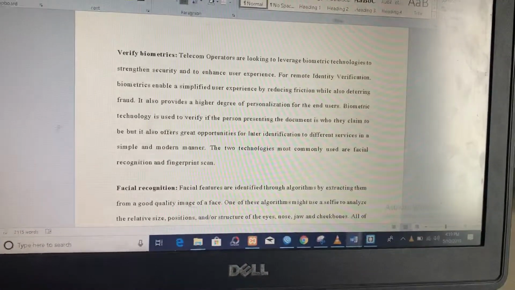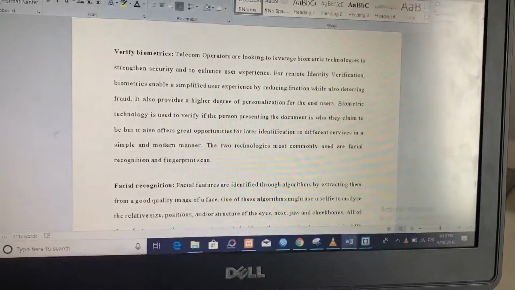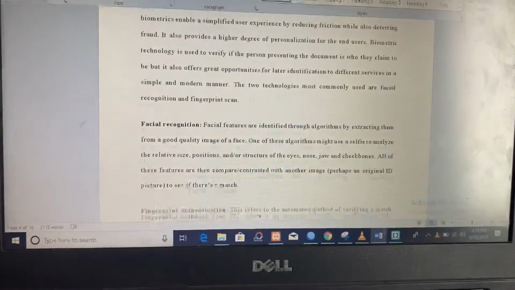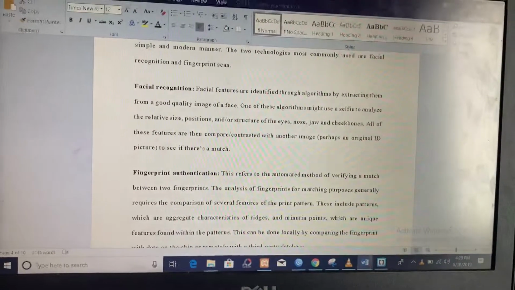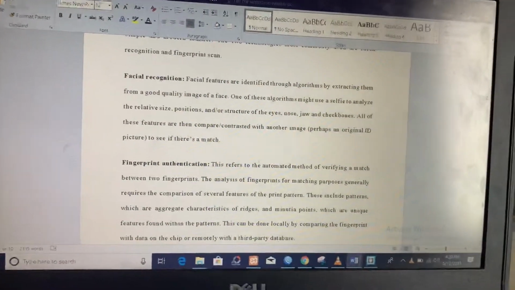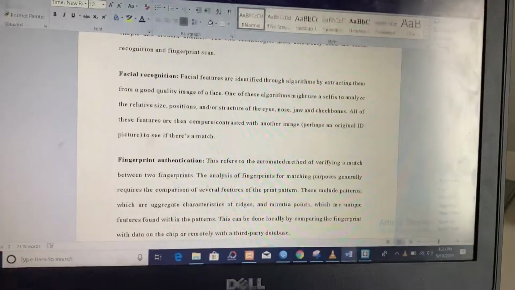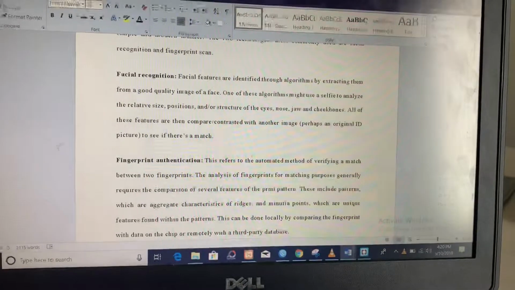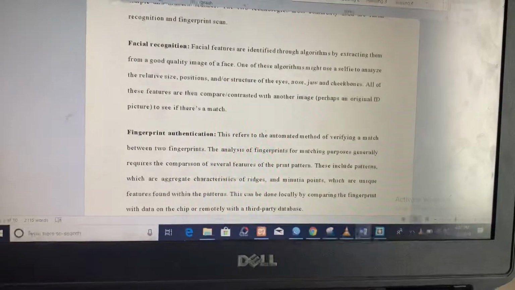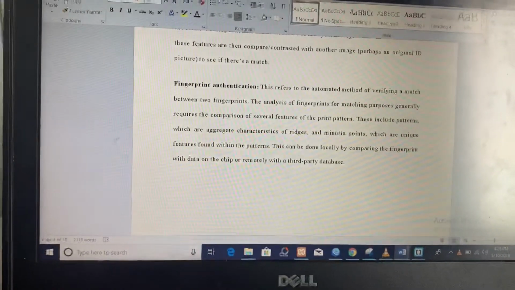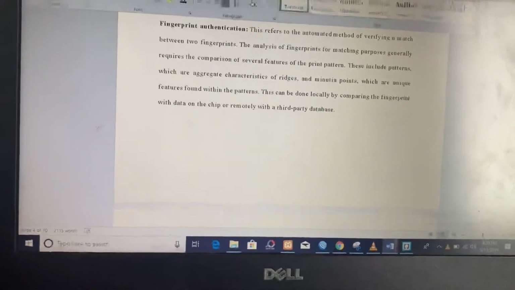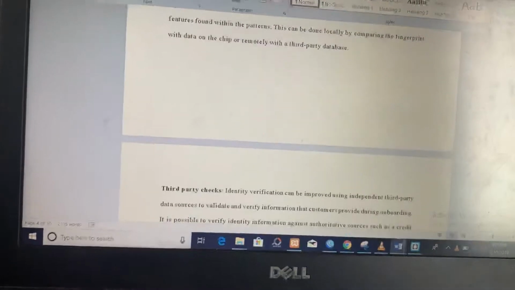So with facial recognition verification, where the facial features are identified through an algorithm by extracting them from good quality images, we now know that security will be very difficult to breach, and we can have a very good user experience, and clients can be very satisfied, and we can be happy with that.